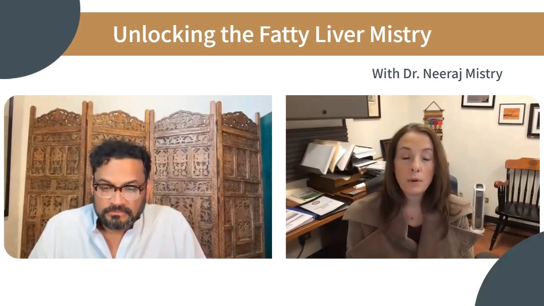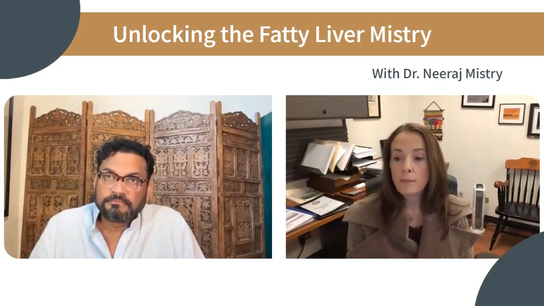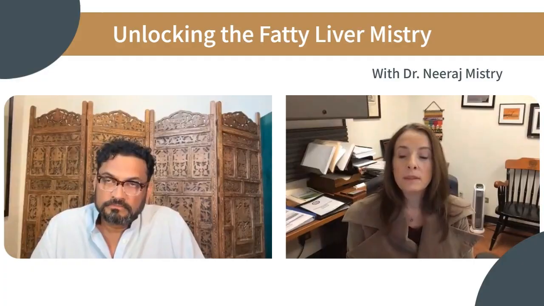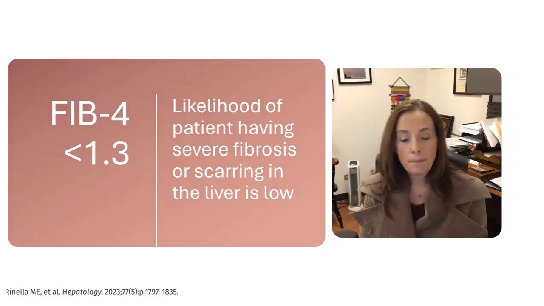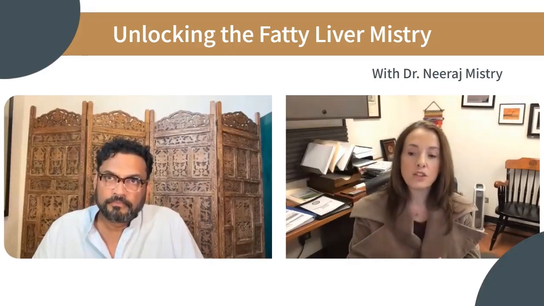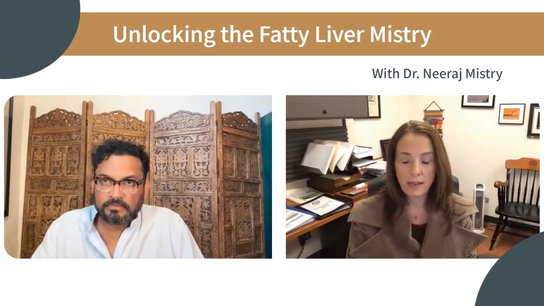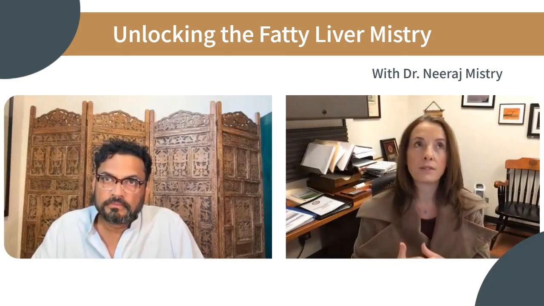So the number to remember is 1.3. If the number is less than 1.3, then the likelihood of that patient having severe fibrosis or scarring in the liver is extremely low. And that is a general statement in a primary care setting where the prevalence of a lot of scarring is low.